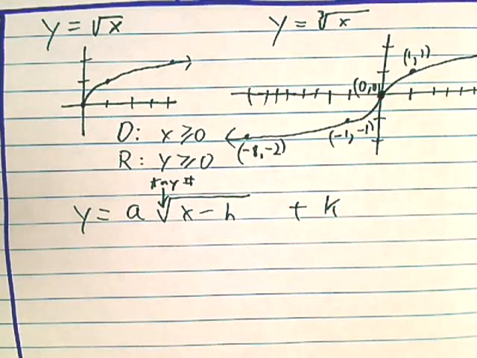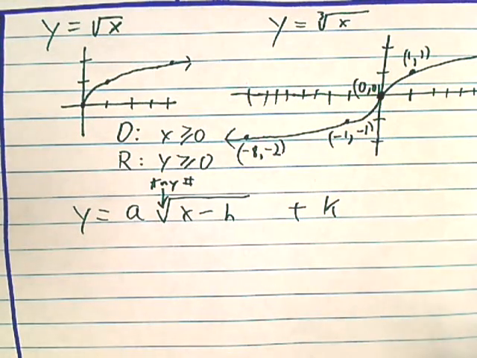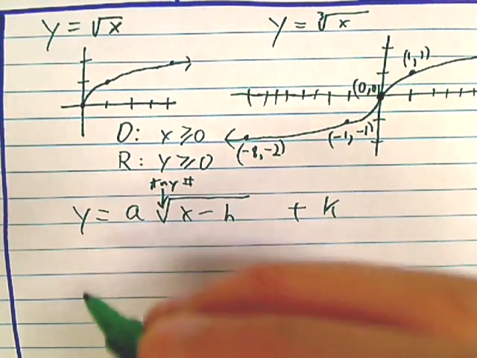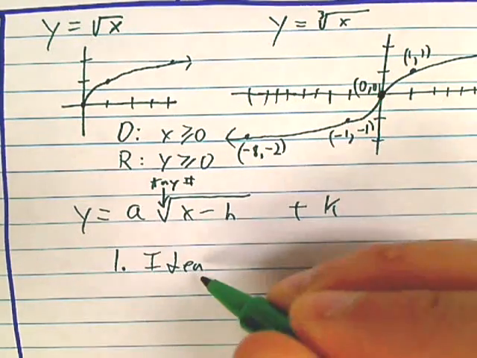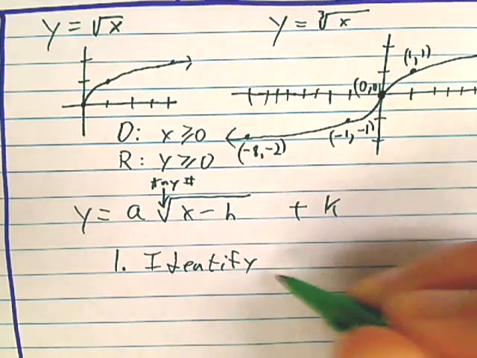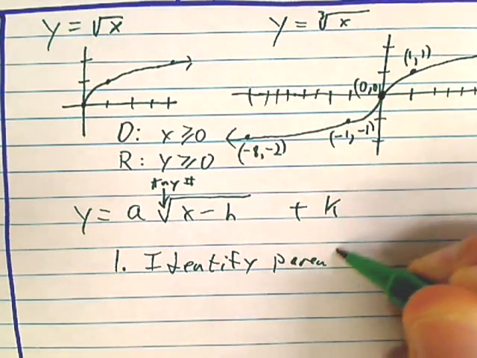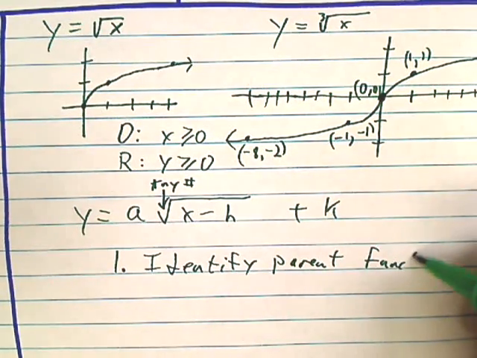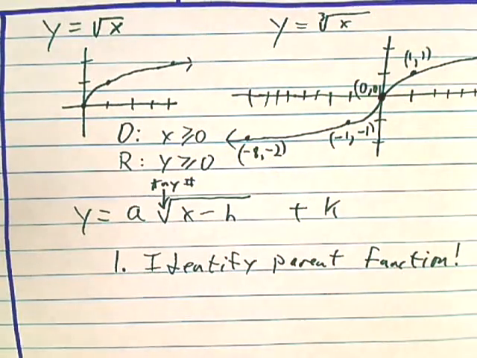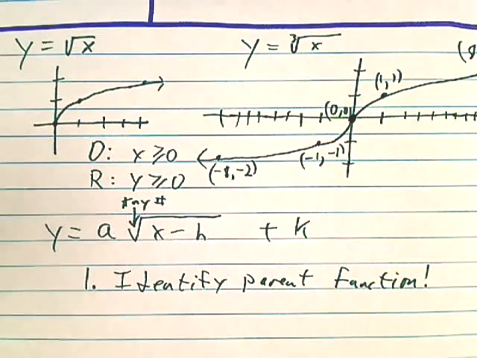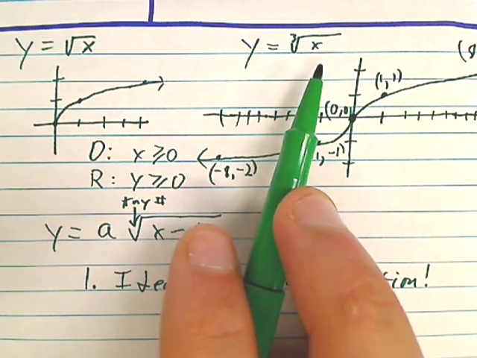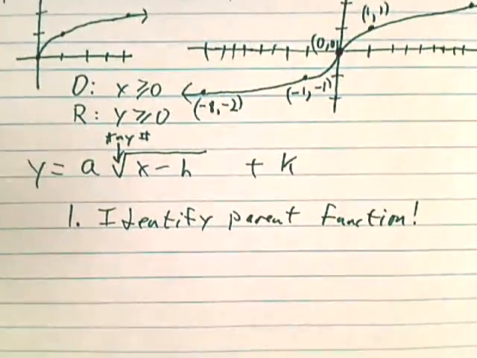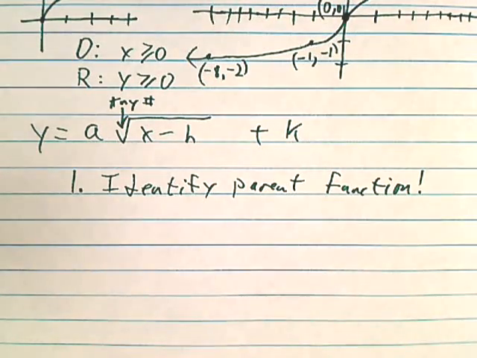Okay, to graph any function that looks like this, we have 3 steps. Step 1, identify the parent function. That basically just means, is it going to be like this square root or like this? Does it have a cube root? So that's all you're going to look for there. So that first step is pretty straightforward.